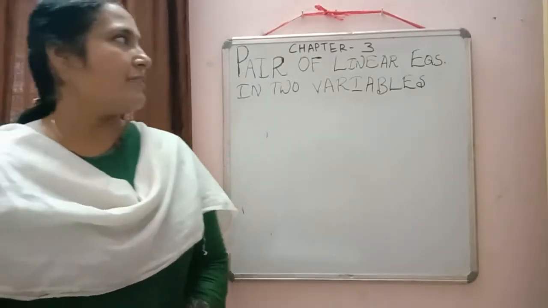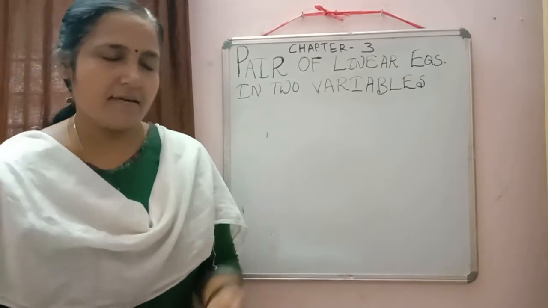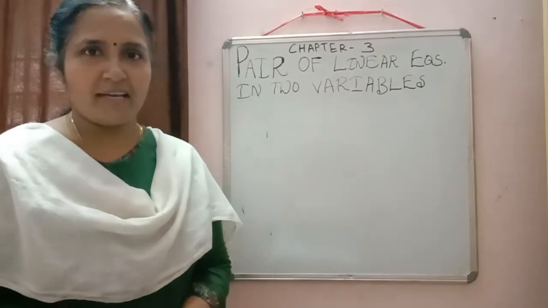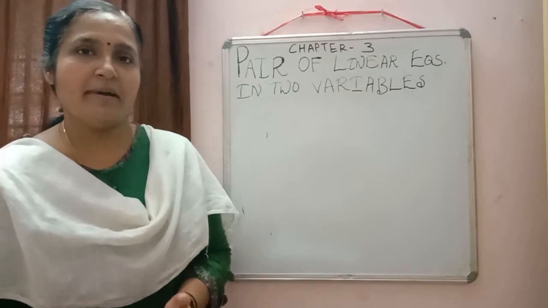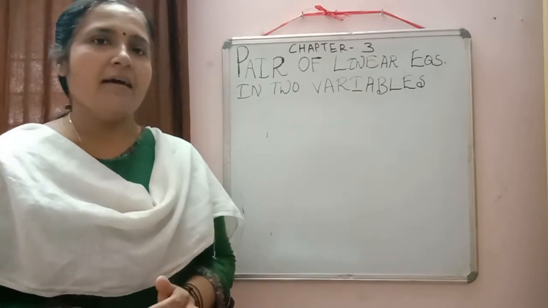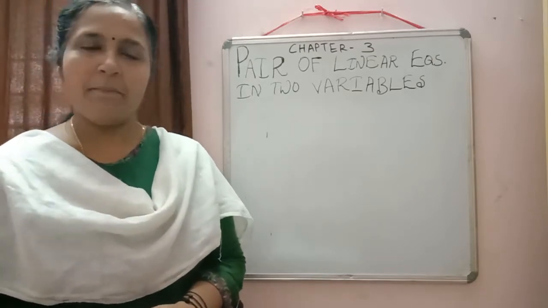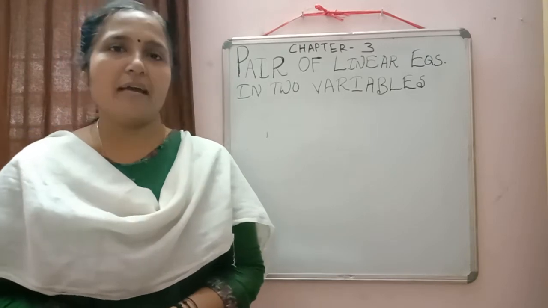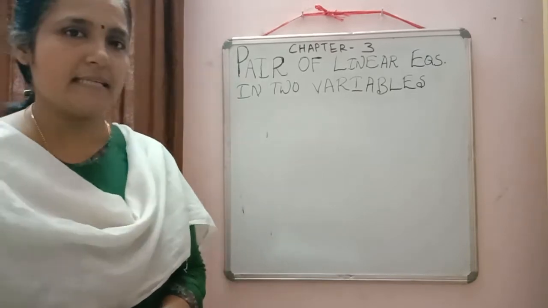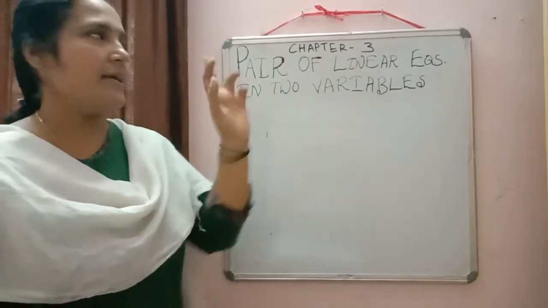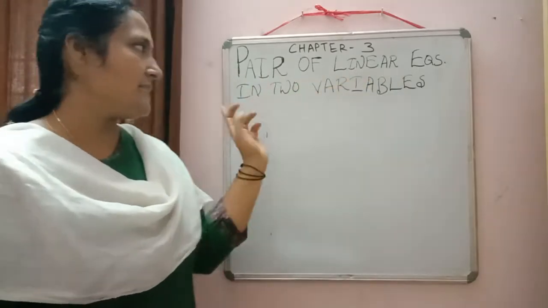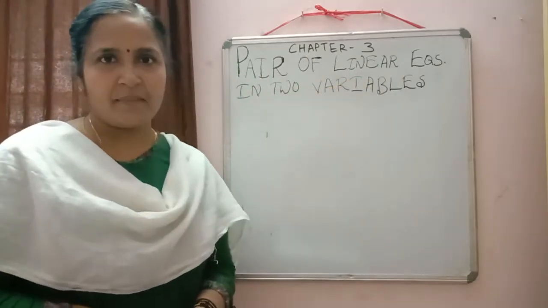Now we finished so many chapters. We finished quadratic equation, then coordinate geometry, then AP also we did. I think you all have completed your work also. Today we are going to start the next chapter, that is chapter 3, pair of linear equations in two variables.